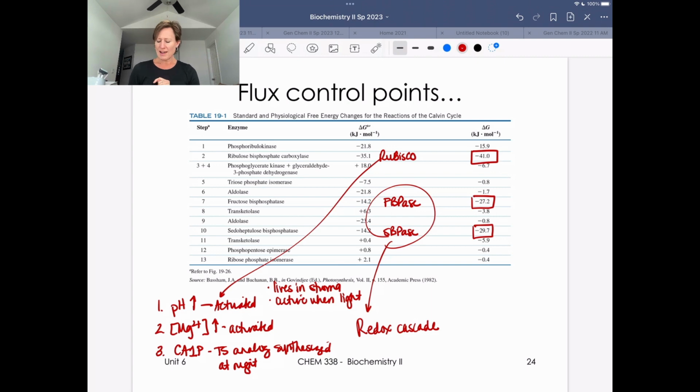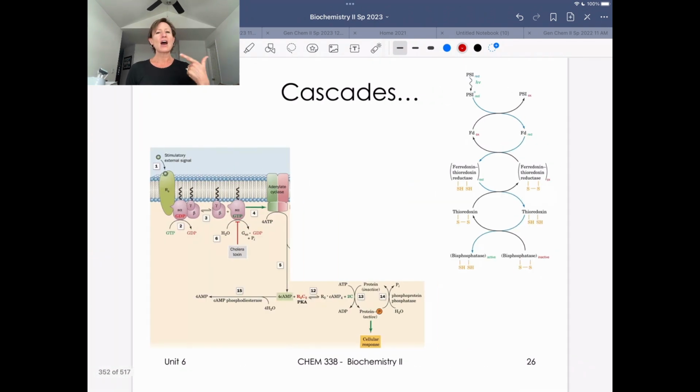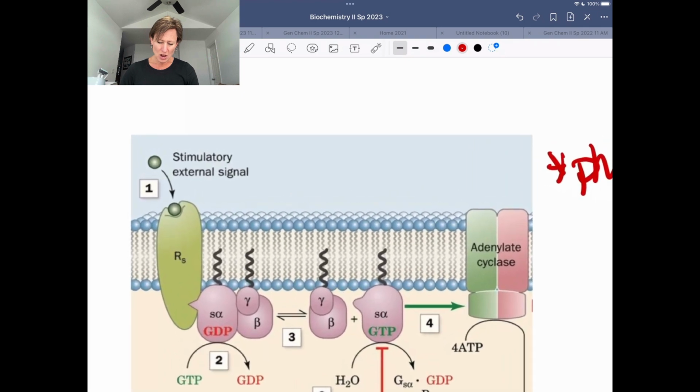So let's talk about this redox cascade piece and understand how we control activity of these two phosphatase enzymes. This is a good opportunity to do a little bit of a review. What I have on the left here is a phosphorylation cascade. We're just going to run through this phosphorylation cascade as a way to review how cascades work. Okay, so we've seen this before. Let's zoom in here and talk about what's happening.